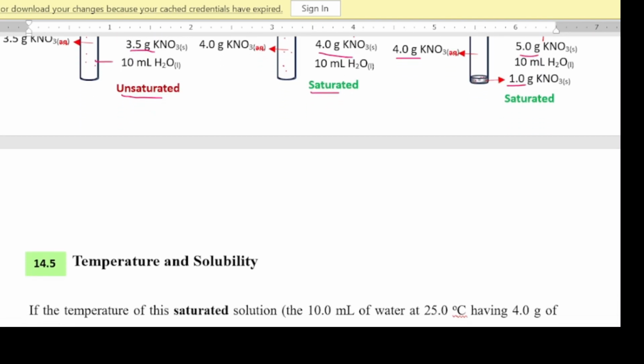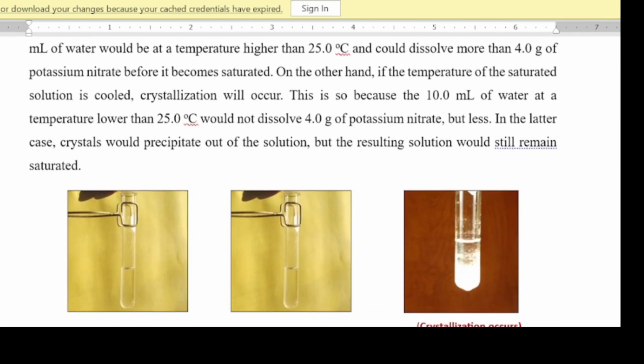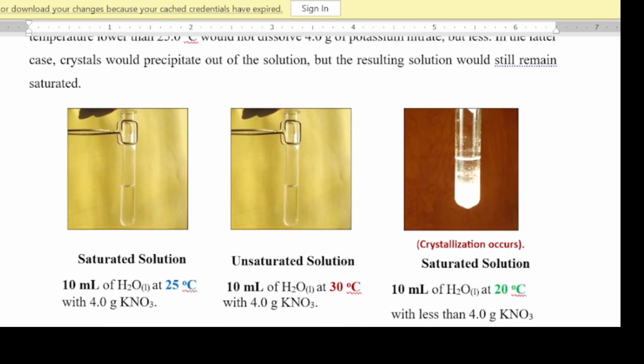Same thing is repeated here, except we took some real pictures of this. Here I am having a saturated solution of potassium nitrate with 4 grams of it dissolved in 10 milliliters of water at 25 degrees Celsius. What happens if you raise the temperature to 30 degrees? It becomes unsaturated because now at a higher temperature, that 10 milliliters of solution can absorb a little bit more potassium nitrate without any crystal being formed here, right? So that's unsaturated.